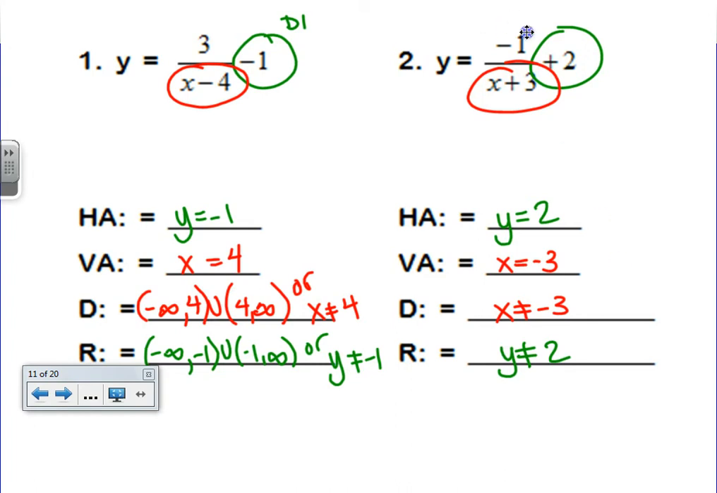Now the negative 1 that was up in the numerator, all that's going to do is take your rational function and reflect it over the x-axis. It does not affect the location of the asymptotes at all.